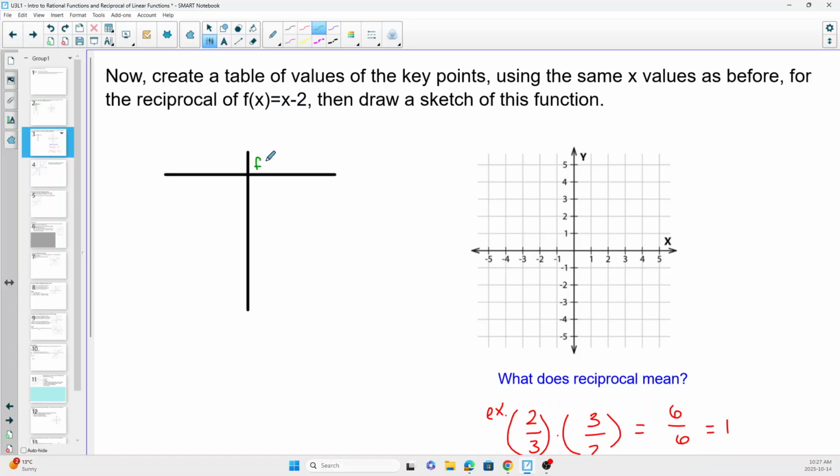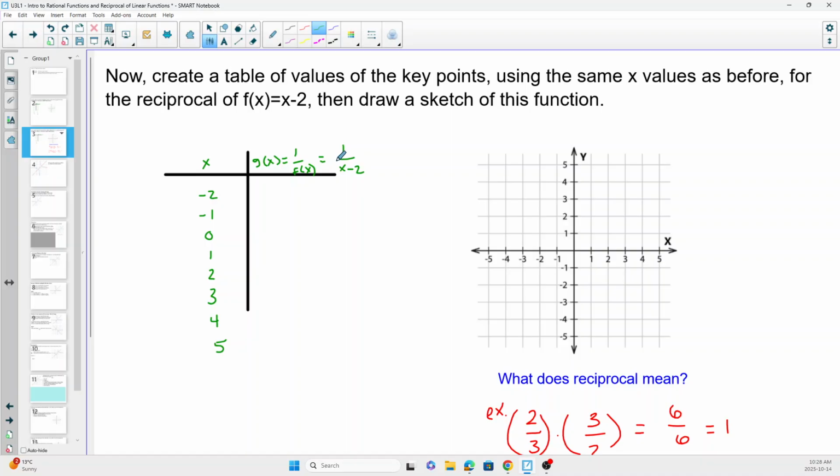So now f at x is going to be, sorry, I'm going to actually not write that like that, because if f at x is the original function, let's say the reciprocal is going to be g at x. So g at x is actually 1 over f at x, because it is the reciprocal, which in this case would be 1 over x minus 2, and then this is x, and our x values we're dealing with are -2, -1, 0, 1, 2, 3, 4, and 5.